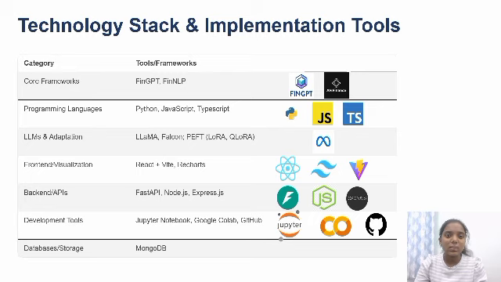Now let's discuss the technology stack and implementation tools that we have used in our project. Coming to the core frameworks, we have used FinGPT and FinNLP. We used Python, JavaScript and TypeScript for coding. Then QLoRA and LoRA for adaptation. For front-end and visualization, we have used React plus Vite along with Recharts. For backend, we have used FastAPI, Node.js and Express.js. Coming to the development tools, we have explored Jupyter Notebook, Google Colab, and GitHub. For the database or the storage, we have used MongoDB.